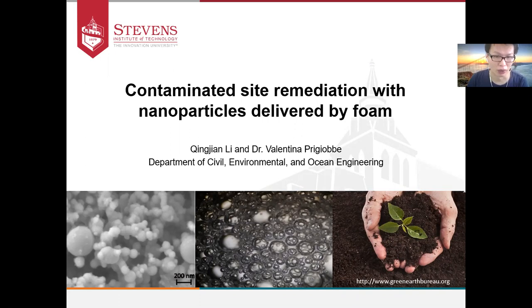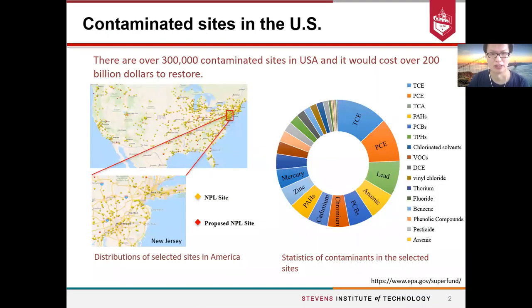As we all know, site contamination is a serious problem. The federal agency EPA identified over 300,000 sites in the USA. According to the survey of selected sites, the dominant contaminants are TCE, PCE, lead, arsenic, etc. EPA estimated that it would cost over $200 billion to restore all contaminated sites. Therefore, there is a need for technology which could reduce costs and improve the overall effectiveness of environmental remediation.